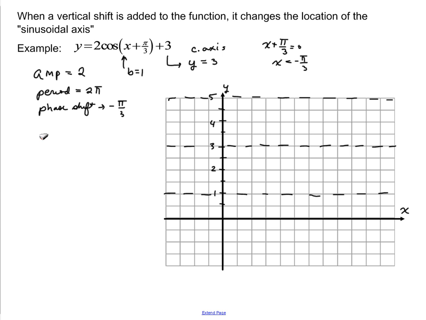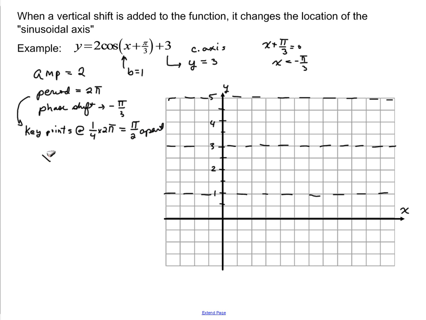Well, what else can be said? Okay, if our period is 2 pi, our phase shift is pi over 3, we also need how far apart the key points are spaced. Well, key points are found in these graphs by taking 1/4 times the period. And 1/4 of 2 pi is pi over 2. So each of our key points are pi over 2 apart.